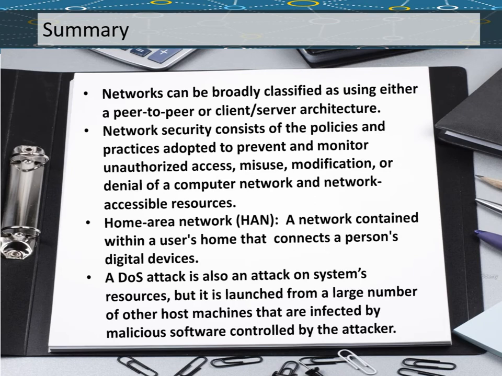Let's summarize. Networks can be broadly classified as using either a peer-to-peer or client/server architecture. Network security consists of the policies and practices adopted to prevent and monitor unauthorized access, misuse, modification, or denial of a computer network and network accessible resources. Home Area Network (HAN), a network contained within a user's home that connects a person's digital devices. A DoS attack is also an attack on system resources, but is launched from a large number of other host machines that are infected by malicious software controlled by the attacker.